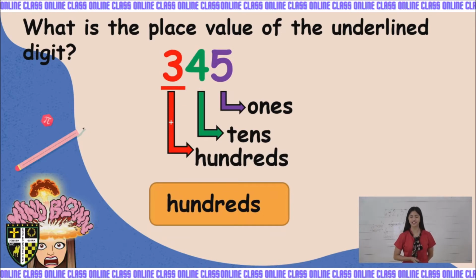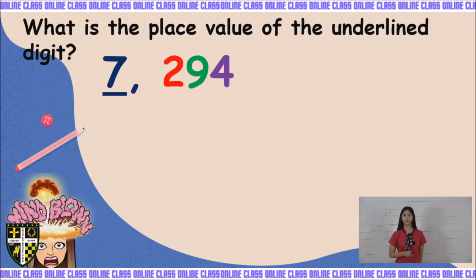Very good. It is on the hundreds place value. For example, what is the place value of the underlined digit? And the number is 7,294. What is the place value of the underlined digit? And the underlined digit is the digit 7.